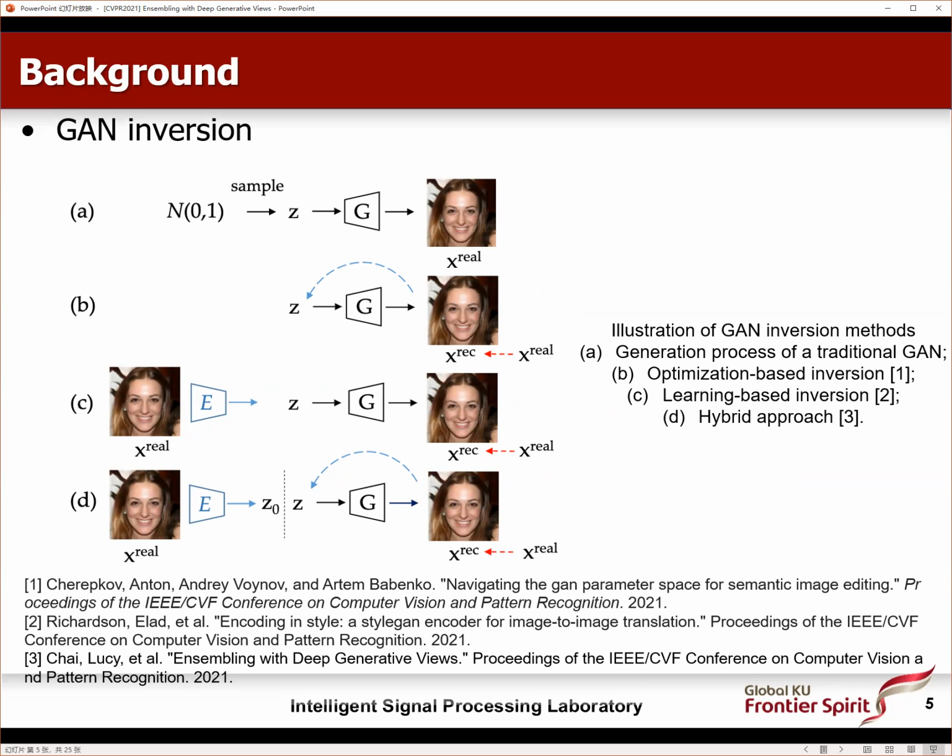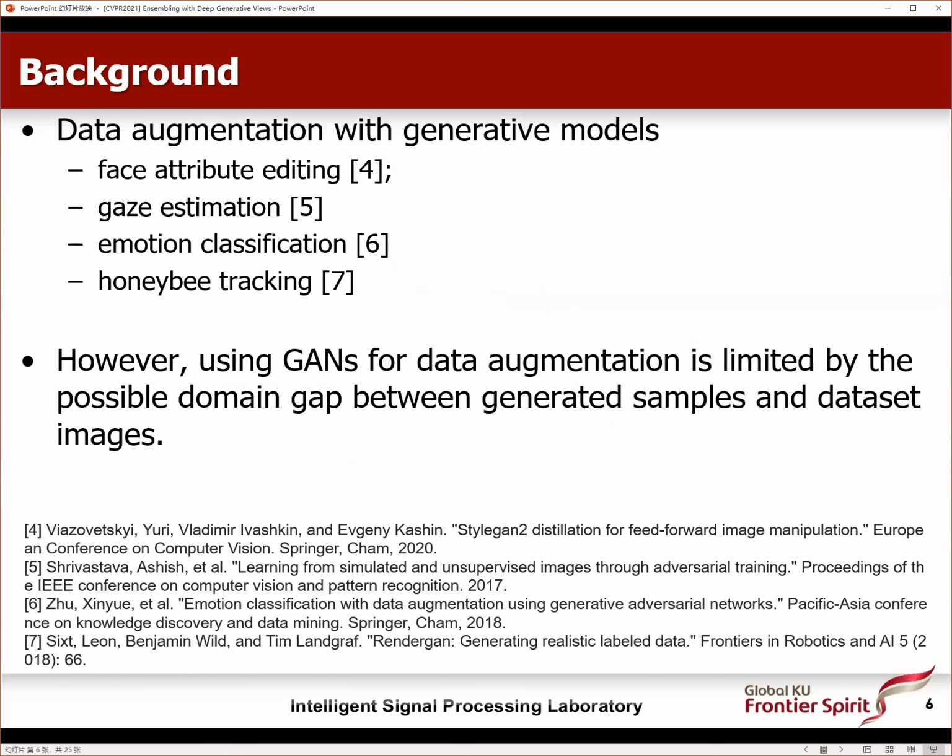So we can get a third one. It is called the hybrid approach. This is the mainstream of the GAN inversion methods. Okay, we finished talking about GAN inversion, and then let's move to data augmentation with the generative models.